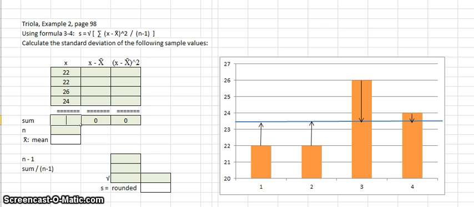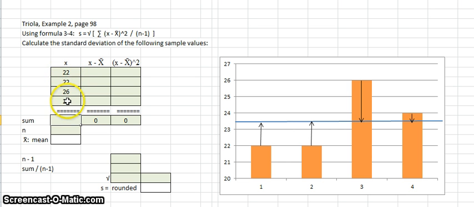I want to talk about standard deviation. When you have a set of numbers and you want to ask how spread out those numbers are around their average, standard deviation is the common measure to do that. So we're going to do this problem from Triola, page 98.